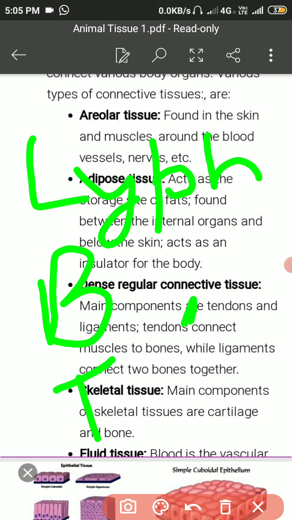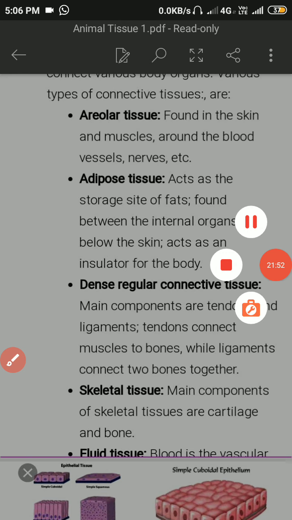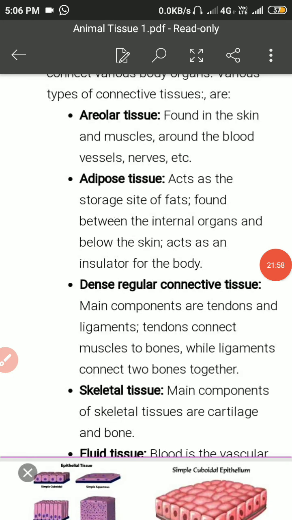So my dear students, these are the different connective tissues which you have seen over here, and as far as the diagram is concerned, that will be explained diagrammatically in the next video. So you have to have patience for the diagrammatic representation.